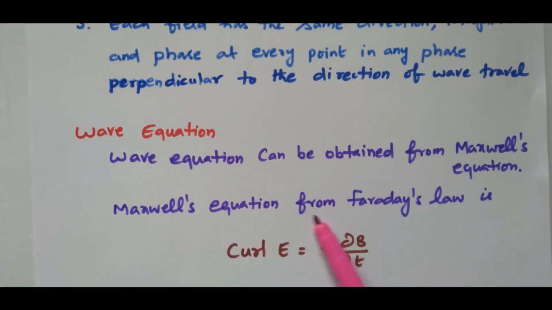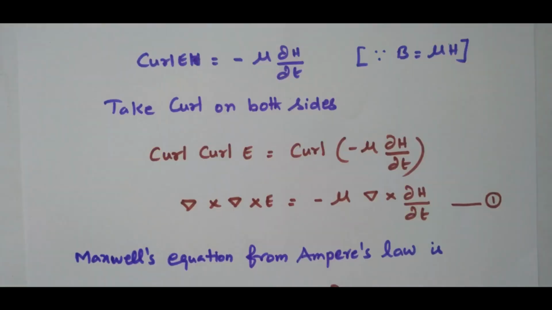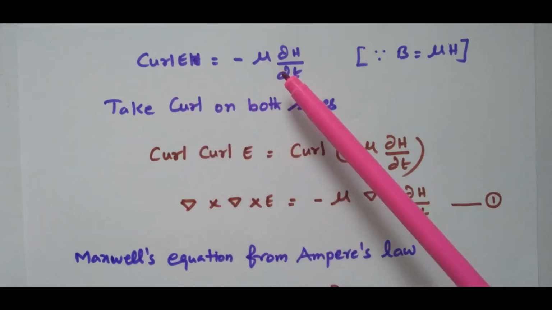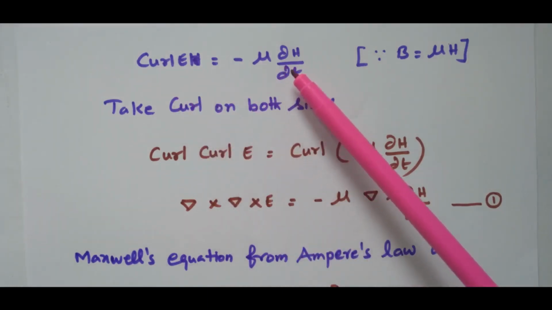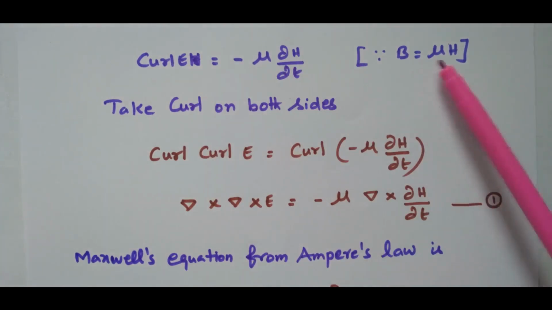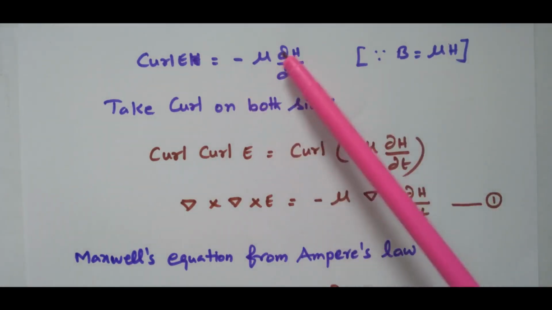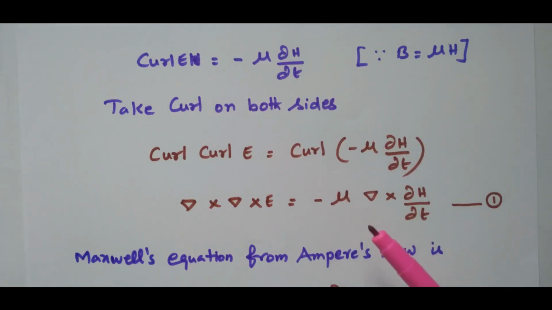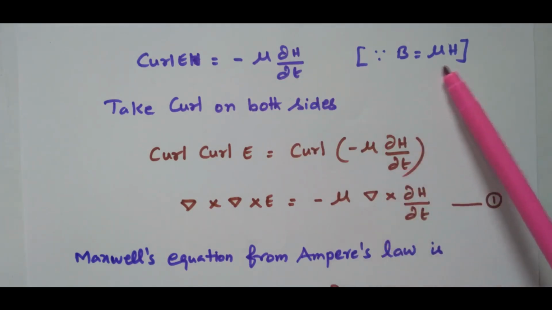So Maxwell's equation from Faraday's law is given as curl E equal to minus dou B by dou T. Right? We start from this equation, that is, Maxwell's equation from Faraday's law. Curl E equal to minus dou B by dou T, where B is nothing but mu H. We can replace B with mu H, so that it is minus mu dou H by dou T. Now B is replaced with mu H.